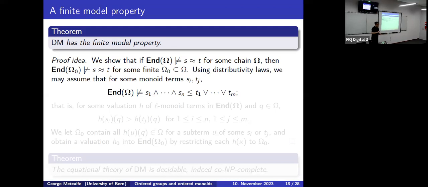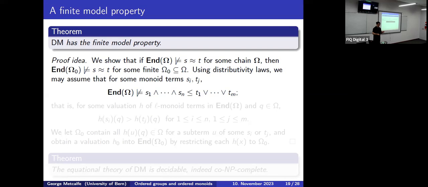Well, the first step is to notice that we can assume our equation has a certain form. I'm not going to go through the details here, but basically we can assume that our equation s = t can be rewritten as a meet of monoid terms s1 to sn less than or equal to a join of monoid terms t1 to tn. This is just basic syntactic reasoning. So we suppose that this inequation fails in End(Ω).